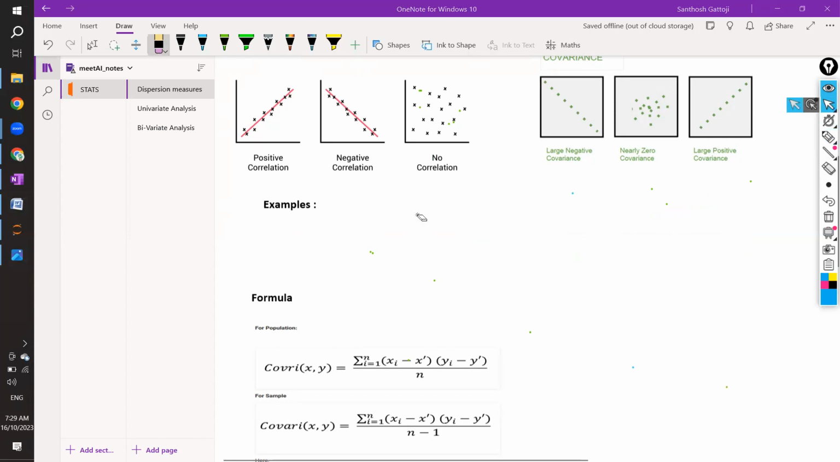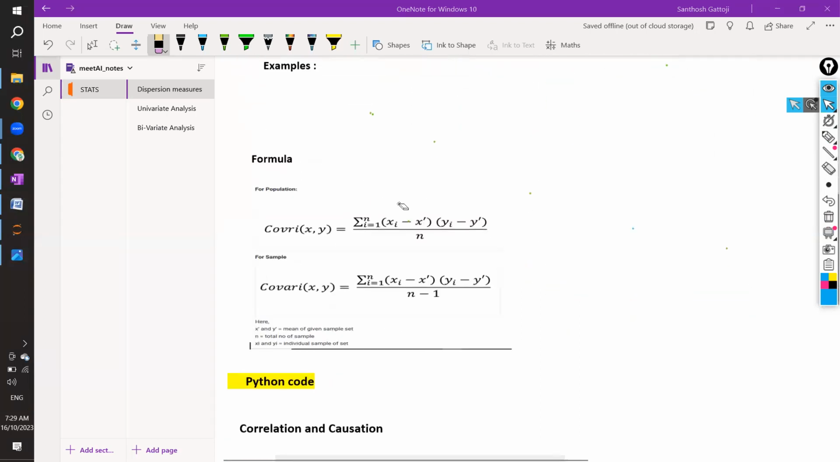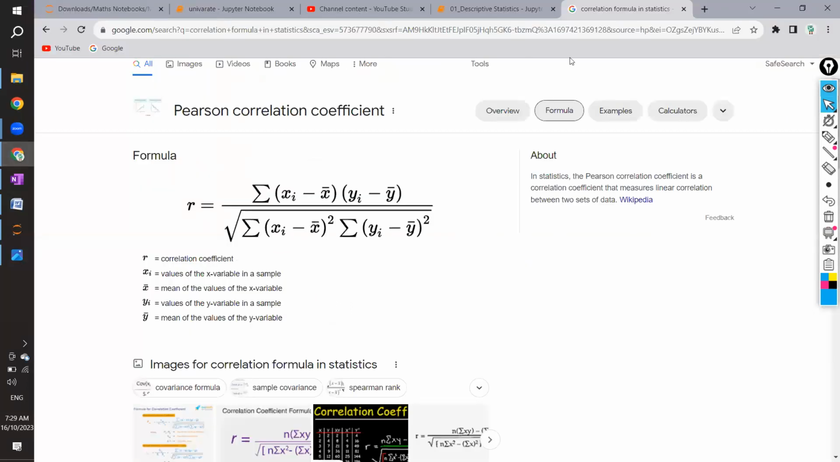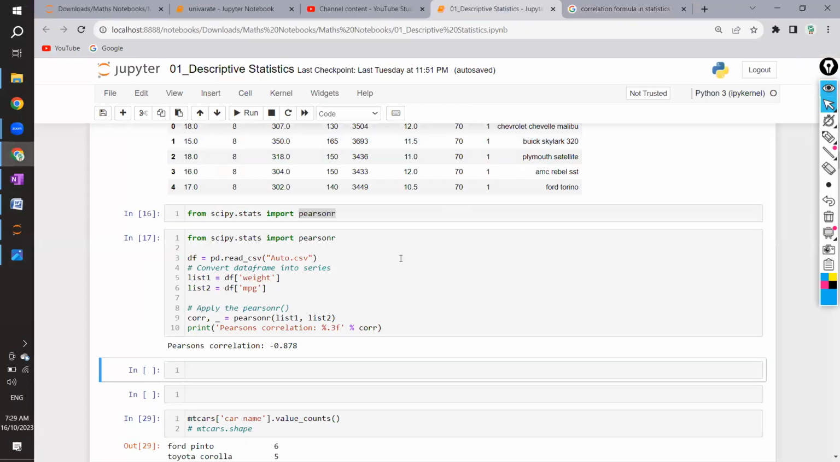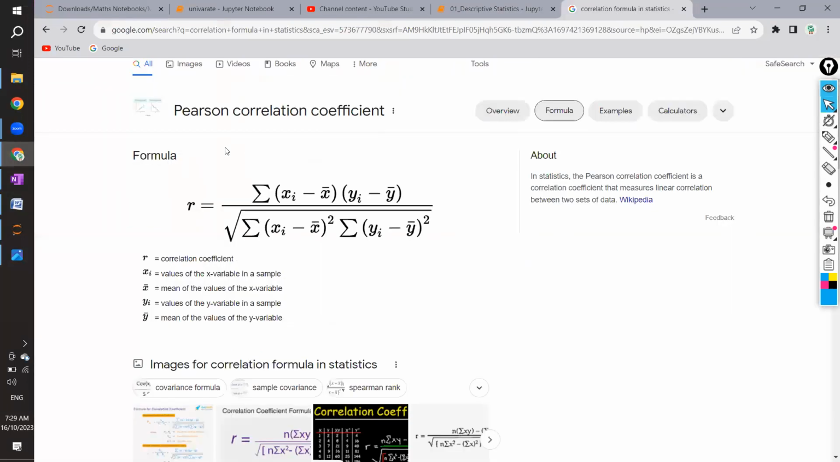So now we have seen the example, we have seen the formula. We'll see the practical code also, because whatever you study, ultimately it should be done in code, right? So now if I quickly show you, as you can see here, you are seeing some word called Pearson. This is a person who invented or created these things.